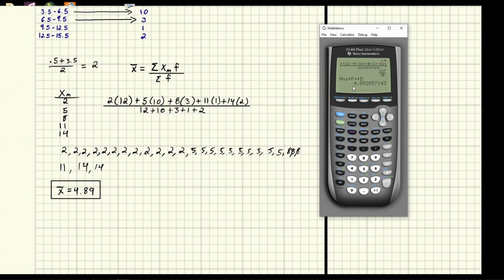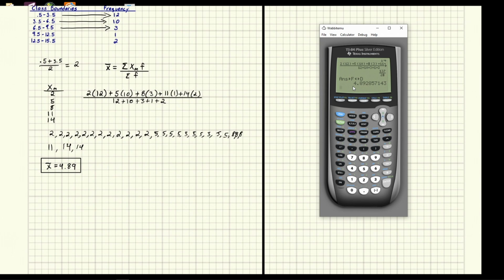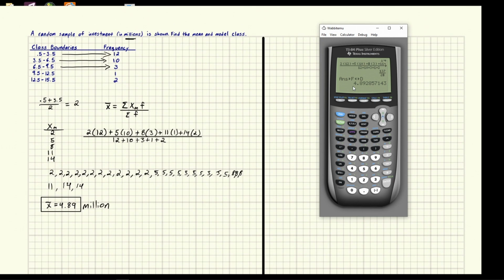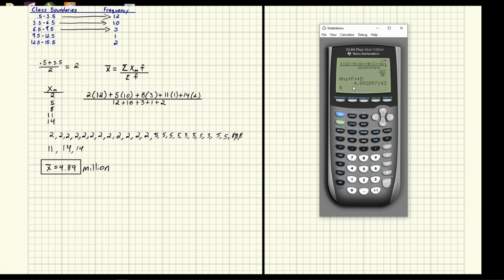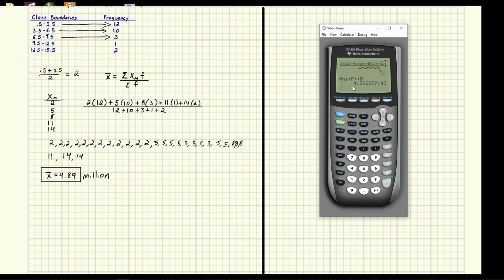Now, this isn't just 4.89 by itself. This is 4.89 million, because we were told that we're working in millions. So just be sure to tack that on at the very end. That could be a really easy point to miss. So just be aware of that.